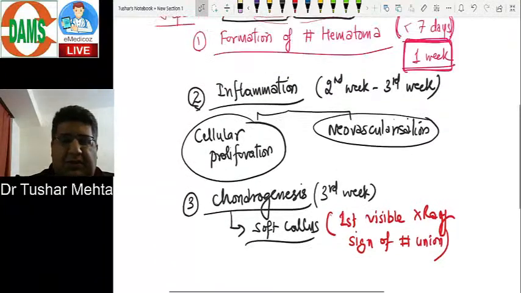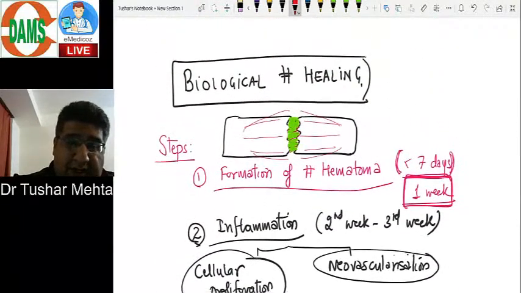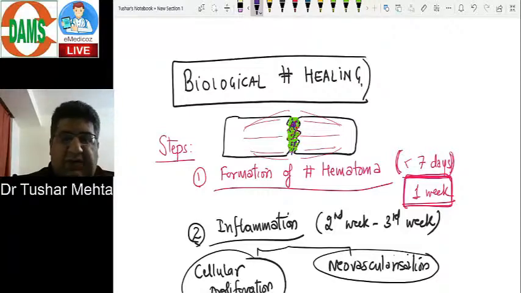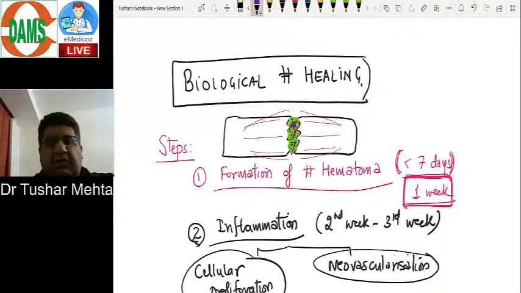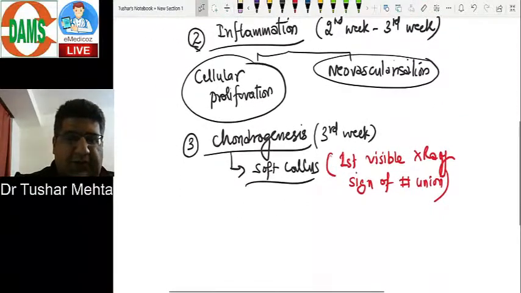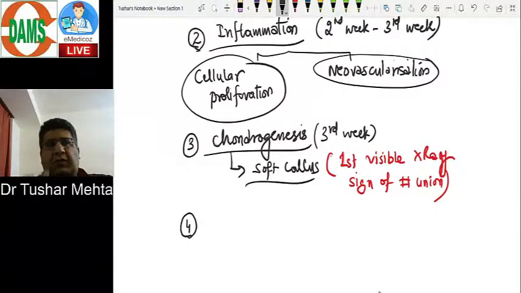I agree, but this cartilage has a few specks of calcification also, and that is something which is visible on an X-ray, as if something is sticking, something is acting like a fibrillar to bind the two fracture fragments together. So this is what I want you people to understand. Now you have a lot of cartilage over there, which is soft callus, an MCQ.